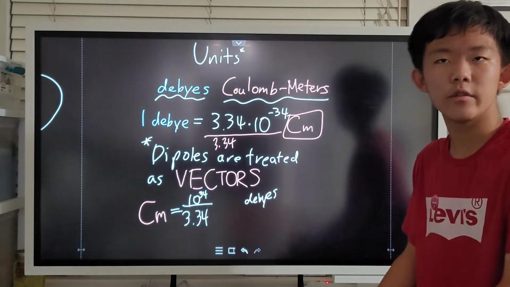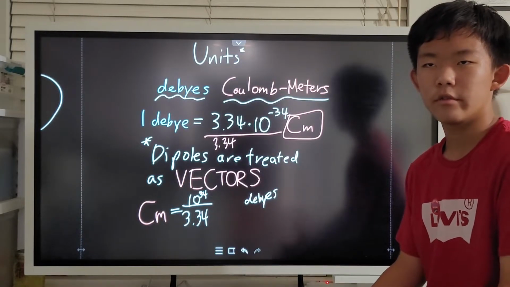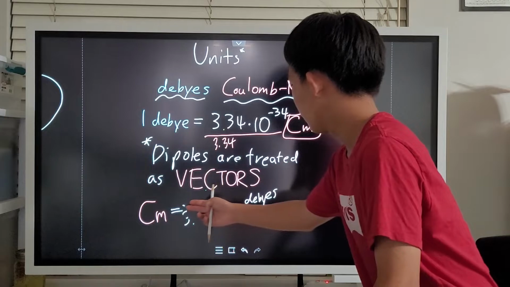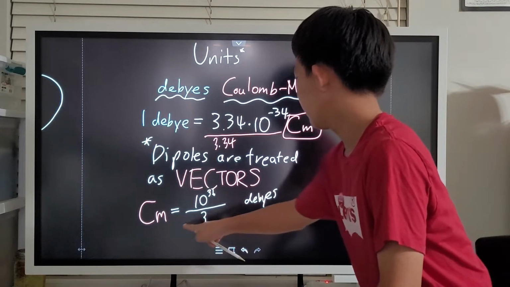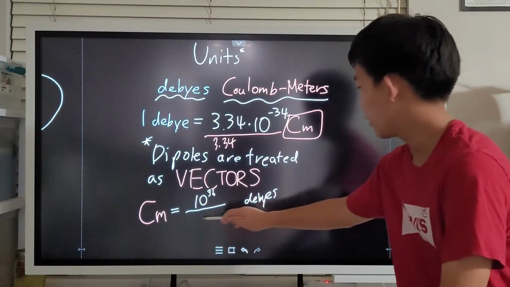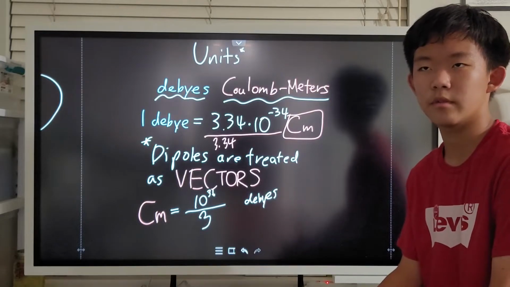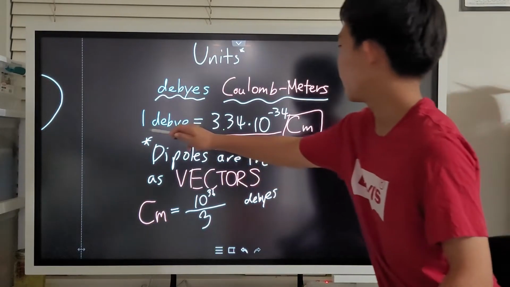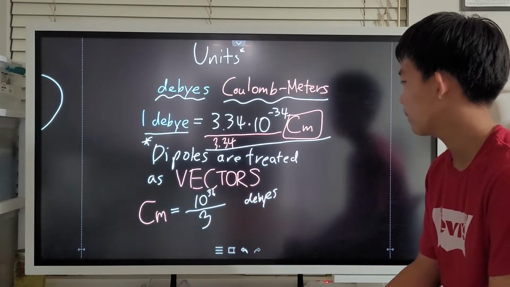Now, given that 3.33 is 100 times 1/3, we get that it is about 10 to the 36th power over 3. Now this is just an approximation for the number of debye in a coulomb-meter. Don't use this formula, just stick with 1 debye is equal to 3.34 times 10 to the negative 34th power coulomb-meters.